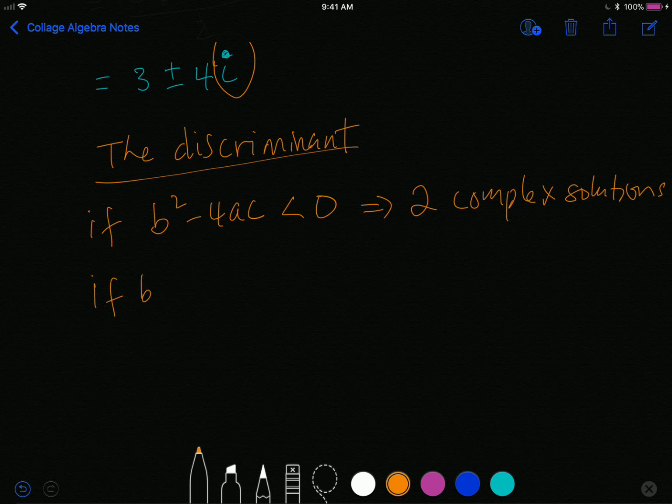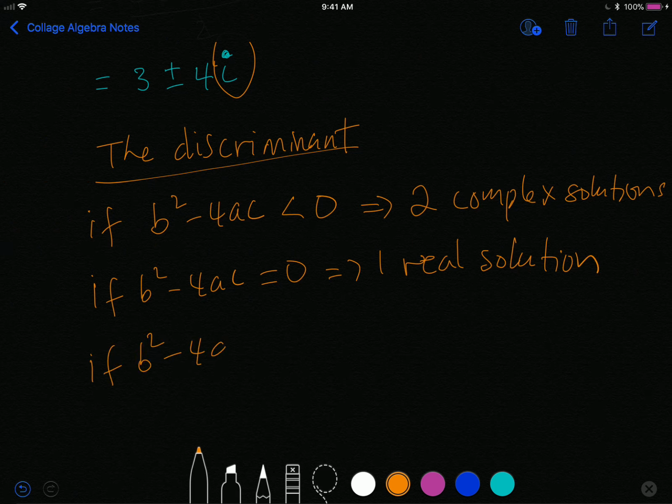If b squared minus 4ac happens to be exactly 0, then you only get one real solution. It's really sad, I know, but true. Only one answer. And if b squared minus 4ac is greater than 0, then I get two real solutions. And when I say real solutions, I mean the answer doesn't have an i in it. It is not complex. Alright? As they say in the business, happy hunting.